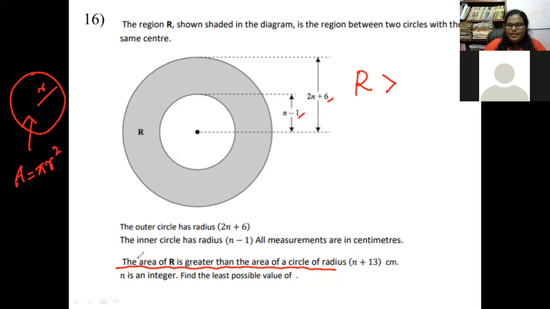square, right? So we can write the area of this circle of radius n plus 13 as pi (n plus 13) square.